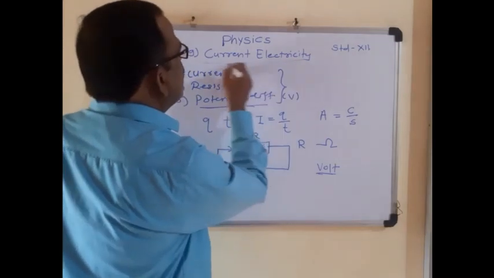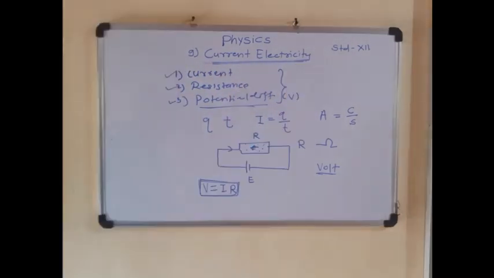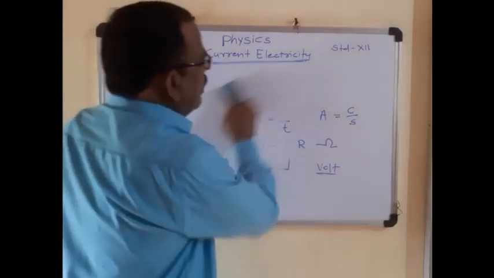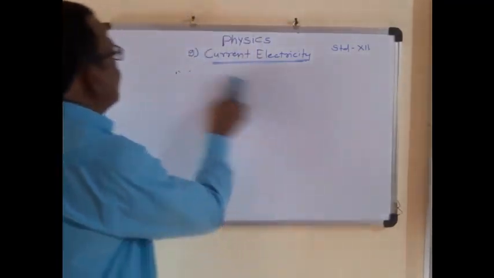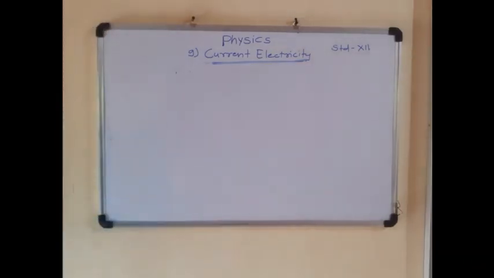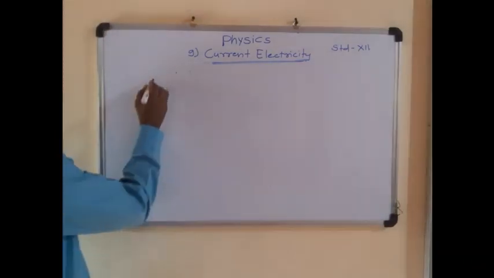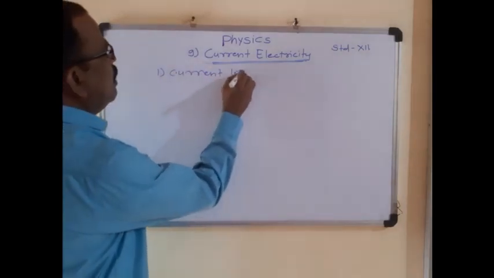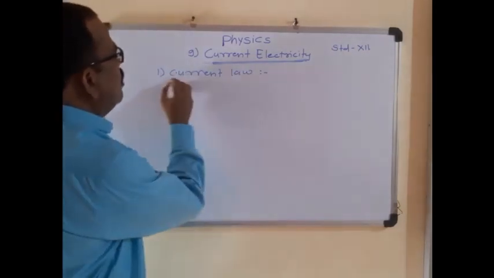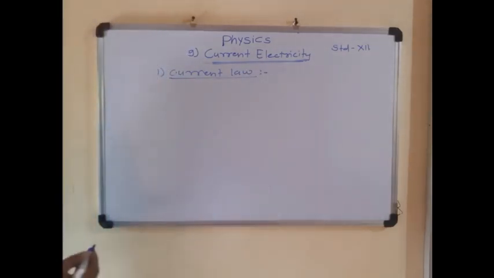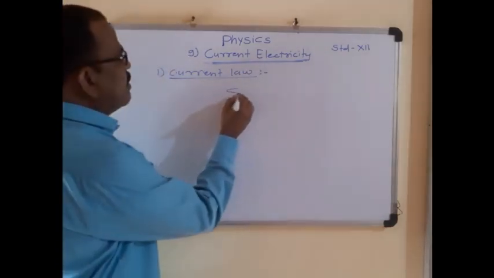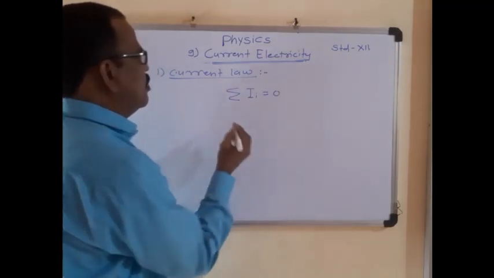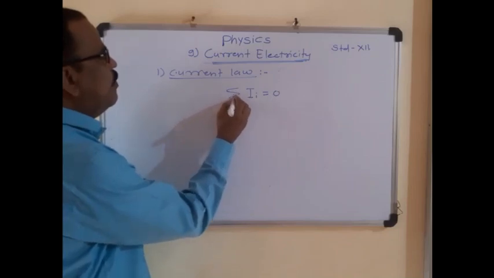Now we have to start the current electricity. It is Kirchhoff's law. There are two laws. The first law is called the current law. It is also called the junction theorem. What is the current law? Mathematical statement: the algebraic sum of the electric currents at any junction is equal to 0, where I takes values from 1 to n.